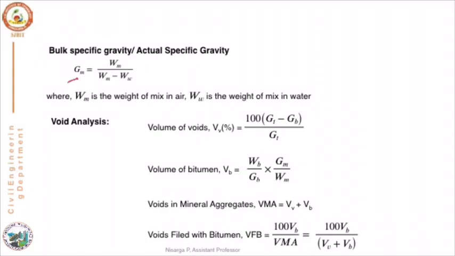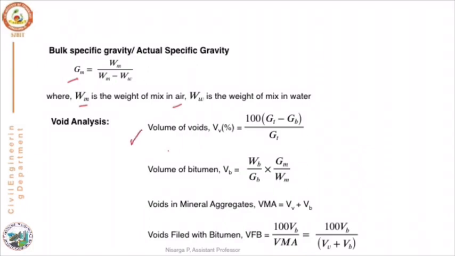To determine that, you take the weight of the compacted specimen in air and again in water. So the ratio is WM divided by WM minus WW, where WM is the weight of the mix in air and WW is the weight of the mix in water. By determining that, we will get the actual specific gravity. Then go on to the voids analysis.